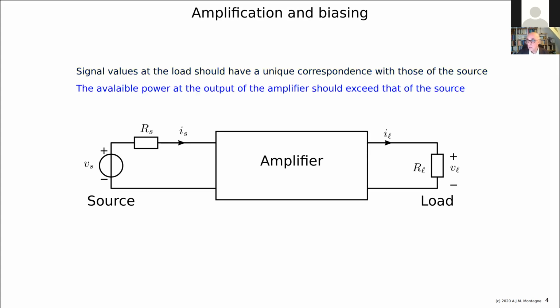And that is the second issue. Available power at the output of the amplifier must exceed the available power of the source. For those who do not know what available power is, please go to the book or go to the homologation program, because there it has been done. But the words are quite clear. Available power is what a source has available, and the available power of an amplifier is what the amplifier has available at its output.